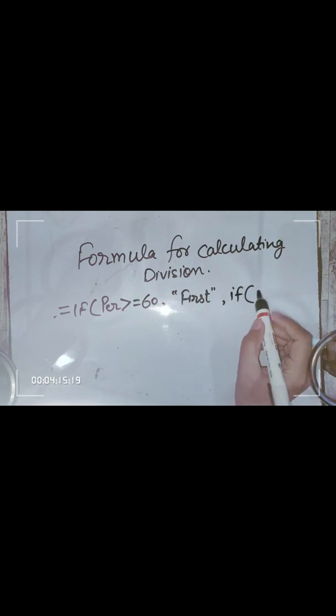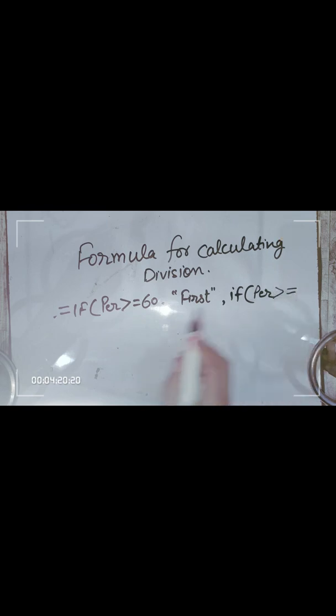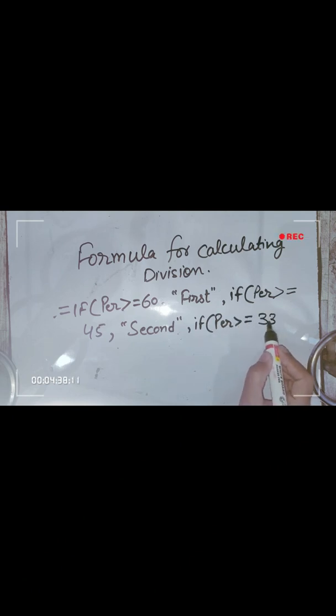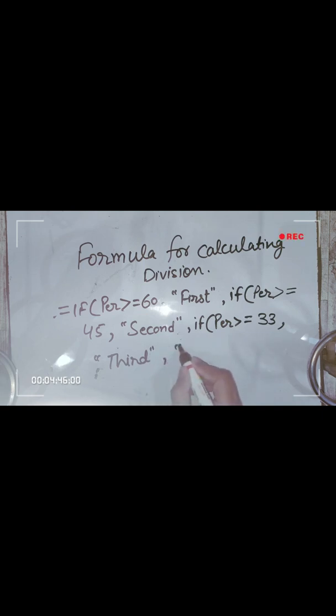Again we are giving the second condition. If percentage is greater than or equal to 45, then it should display second. The third condition is if percentage is greater than or equal to 33, comma and then inverted commas, third. And if the conditions are false, I will display here failed. Three brackets will be closed here and the formula is completed.